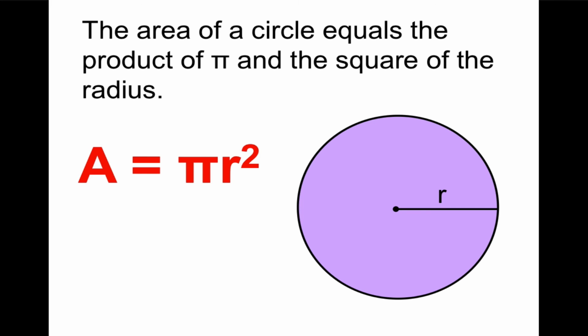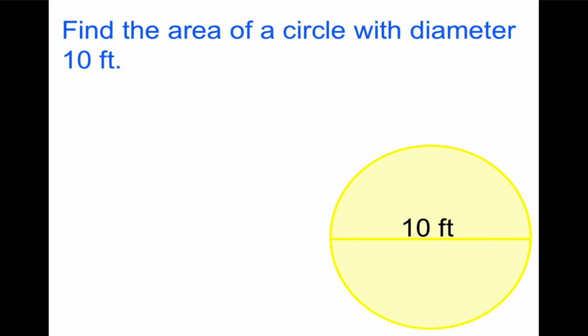Okay, the area of a circle is equal to pi times the radius squared. So find the area of a circle with a diameter of 10 feet. What we want to do, we always start by writing the formula. Area equals pi r squared. Then we're going to substitute in the measure of the radius in place of r, and take that to the second power. Well, in this case, we know the diameter is 10 feet. So what would the radius be? It's going to equal 5 feet. So that's what we'll substitute in.